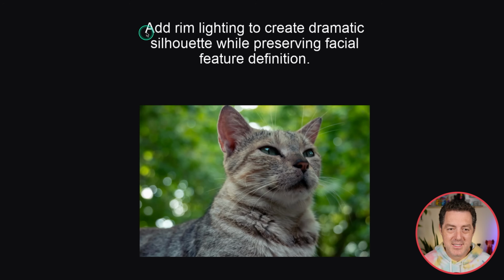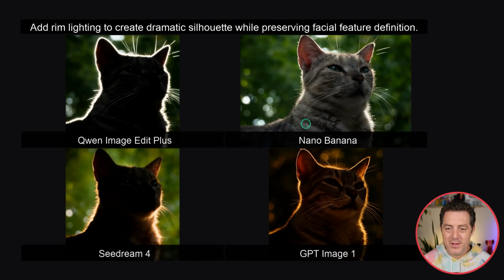Next, how about silhouettes? Add rim lighting to create a dramatic silhouette while preserving facial feature definition. And here we go. So Nano Banana didn't quite go as hard on the silhouette angle, but it looks good. Qwen Image Edit Plus, this looks pretty good, except you really can't see the cat's face. Same with Seedream. I think GPT Image 1 is the winner. It has the silhouette. It still maintains all of the cat's features. So it's either this or Nano Banana. I'm going to give it to GPT Image 1.